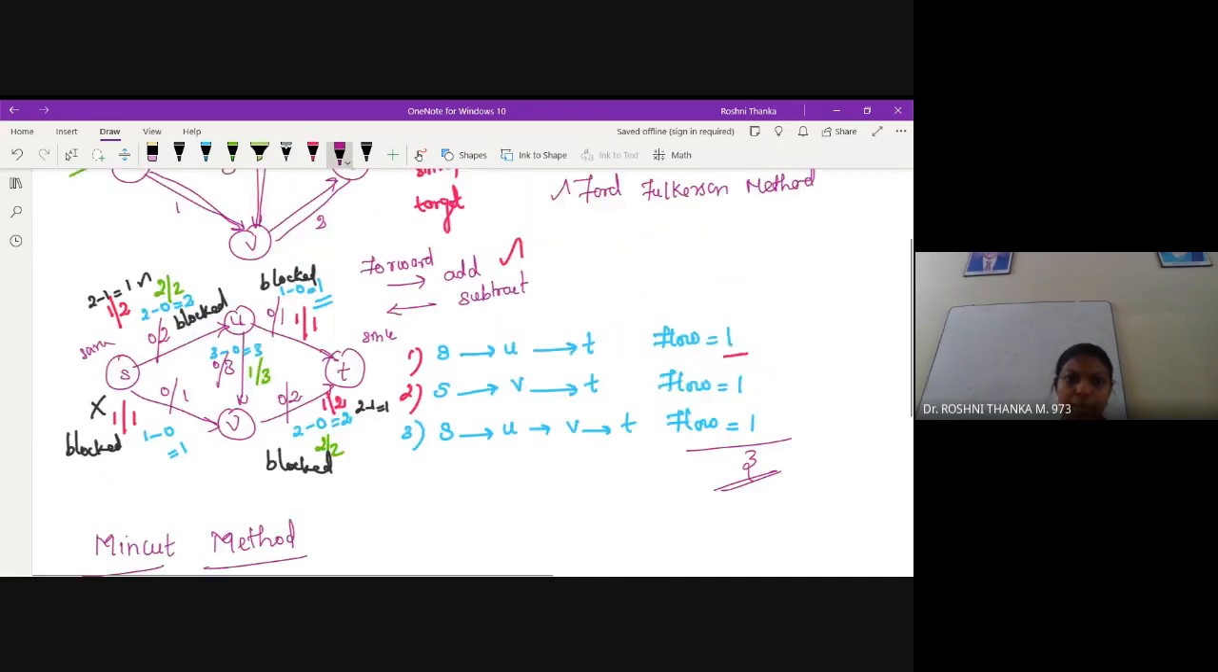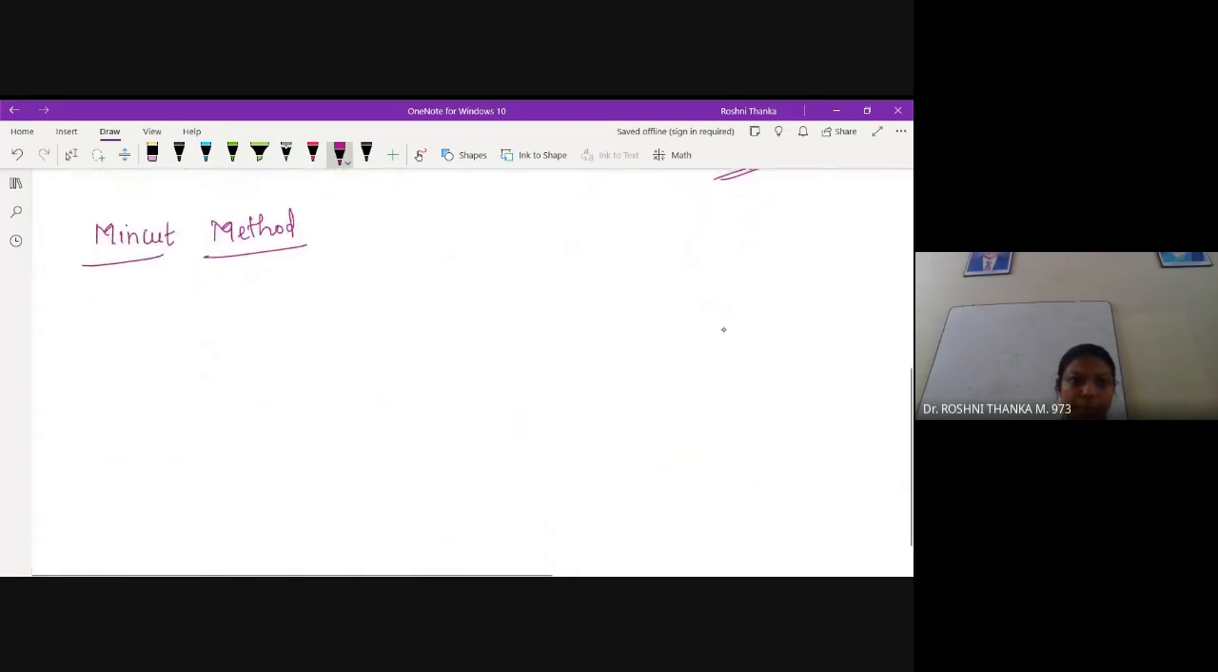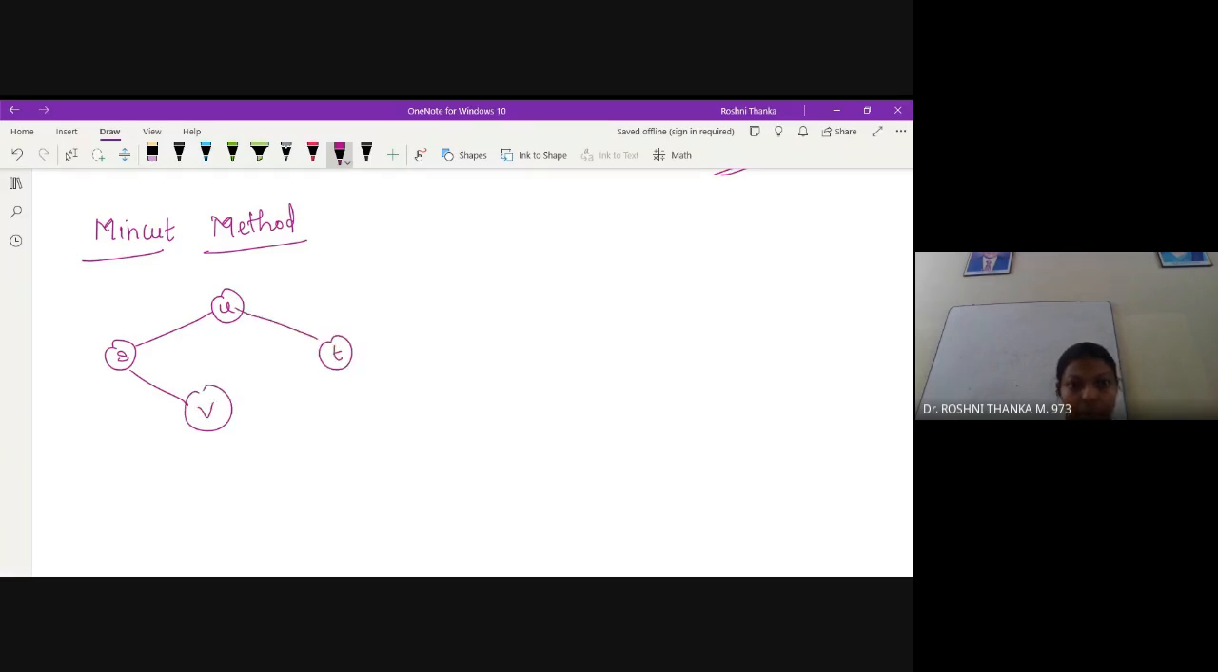The same diagram, I'm going to draw it again. So we have a source, and we have some intermediate nodes like U, V, and then we have T, and all are connected. The volumes I can send through the edges are 2, 1, 2, 3, and 1. So now let us see how we are going to solve it using the min cut method.